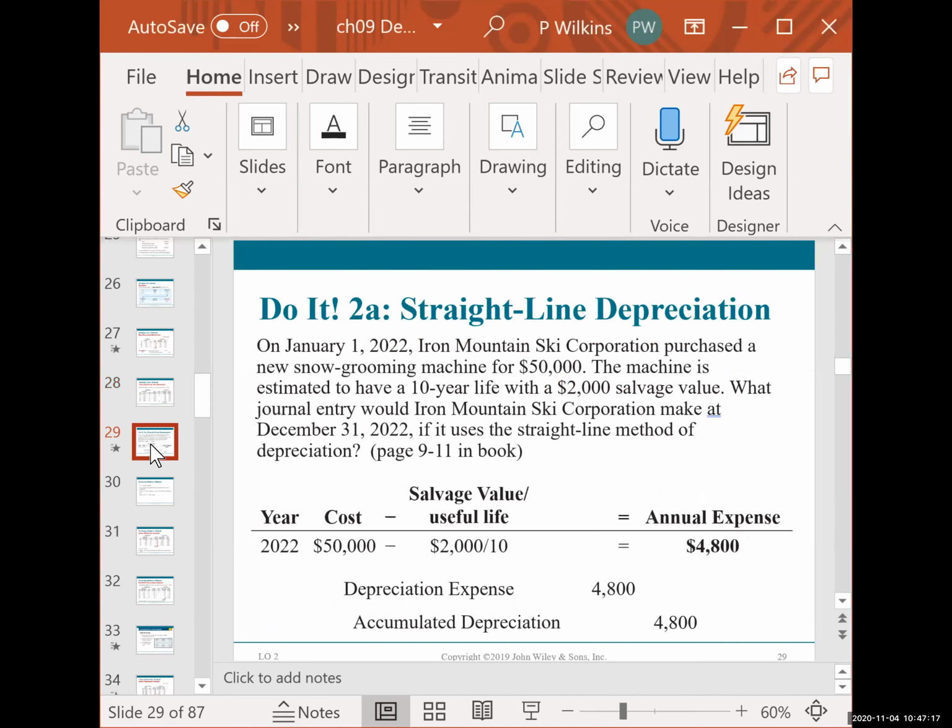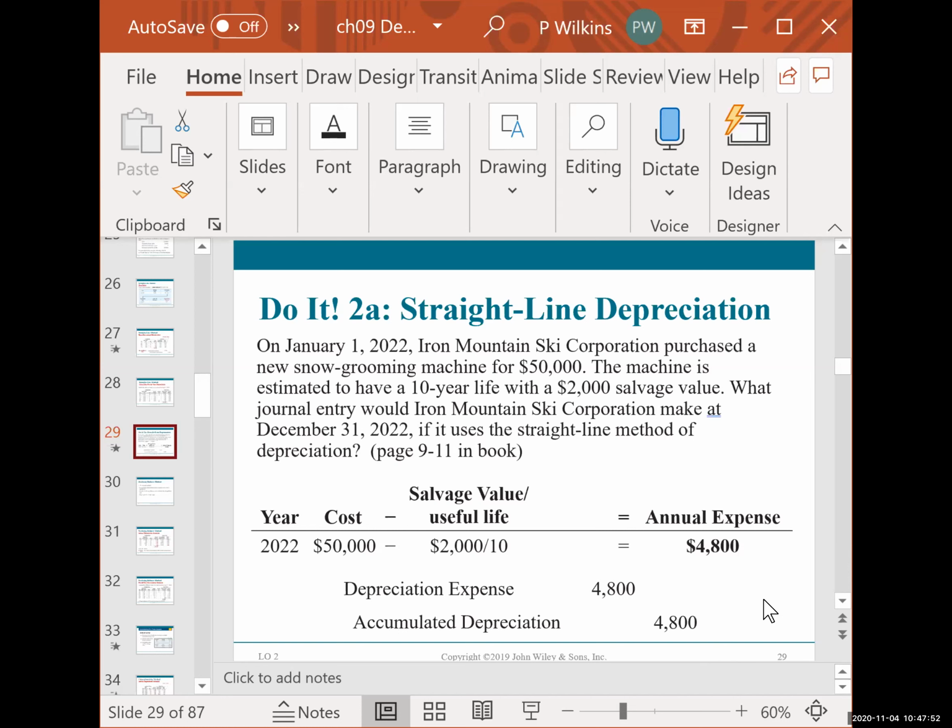Now, the next slide is giving us an example. On January 1, and this is in our book too, Do It 2A. On January 1, 2022, Iron Mountain Ski Corporation purchased a new snow grooming machine for $50,000. The machine is estimated to have a 10-year useful life with a $2,000 salvage value. What journal entry would Iron Mountain Ski Company make at December 31, 2022 if it uses the straight line method of depreciation? It's in the book on page 911.